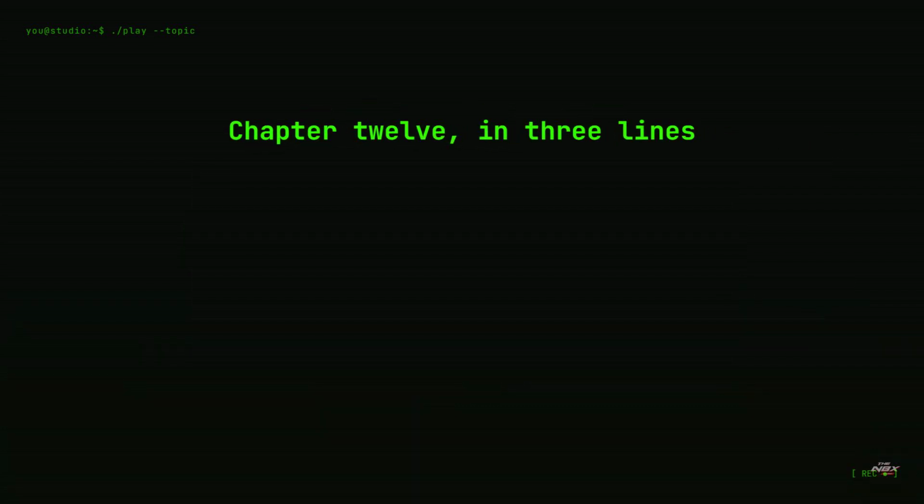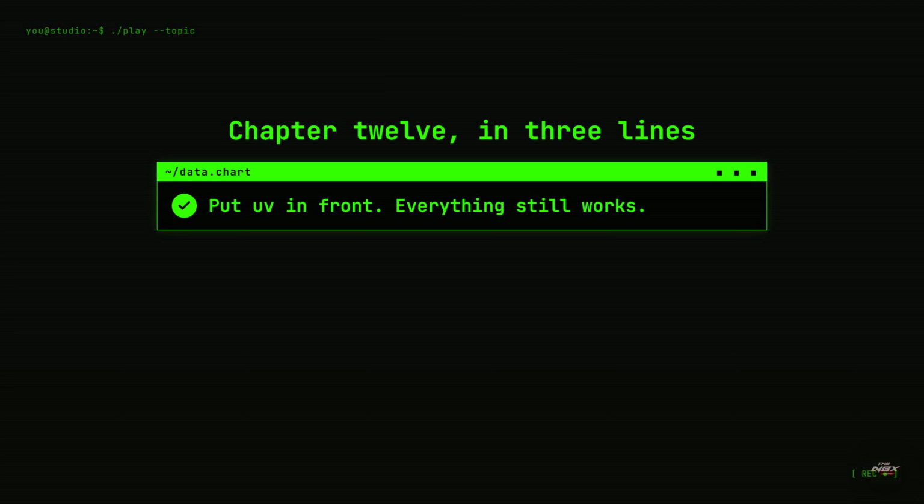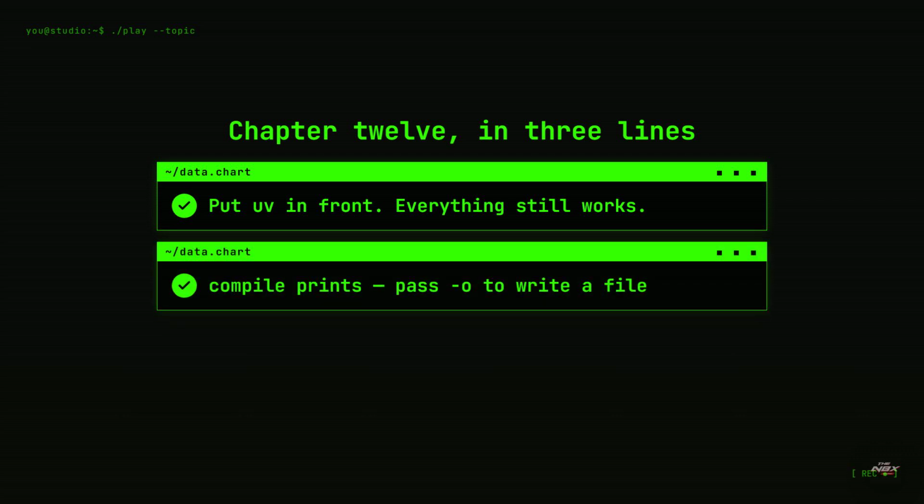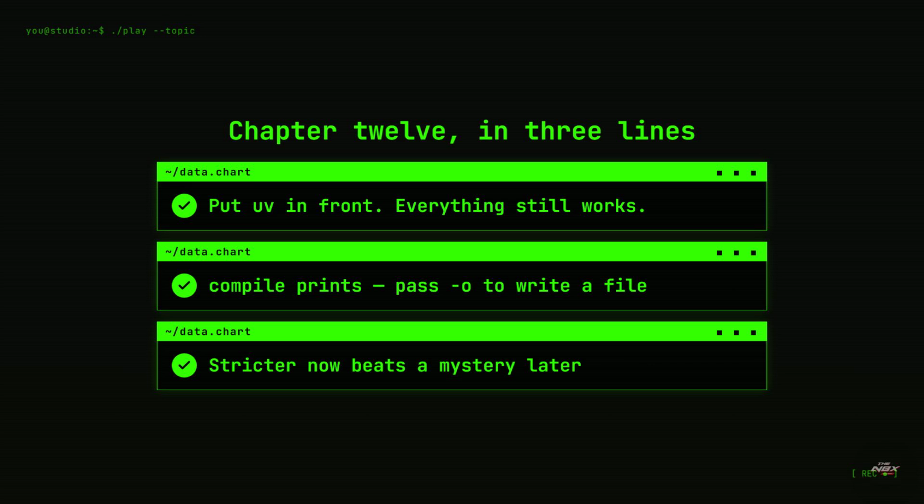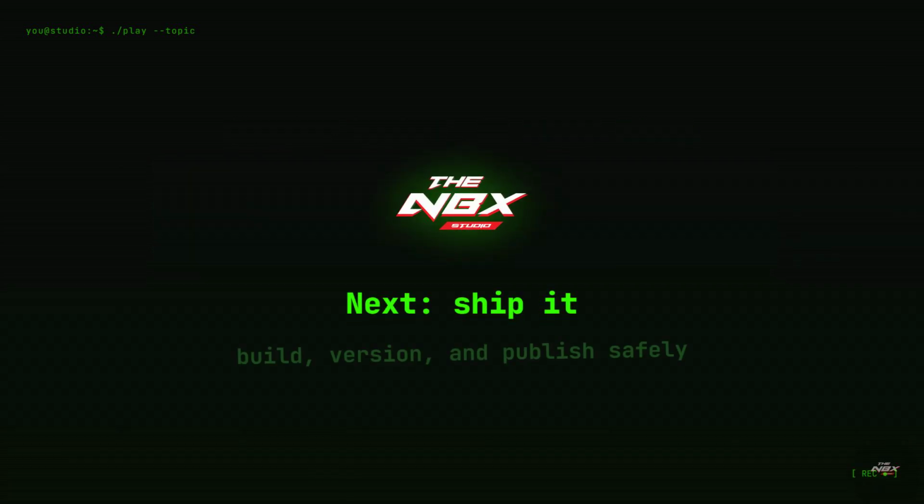So, to recap, every pip command you know works with UV in front of it. Compile and sync replace pip-tools outright, and compile prints unless you ask it to write. And UV is deliberately stricter, which costs you a refusal now instead of a mystery later. Last chapter next. Turning what you've built into something anybody in the world can install with one command.